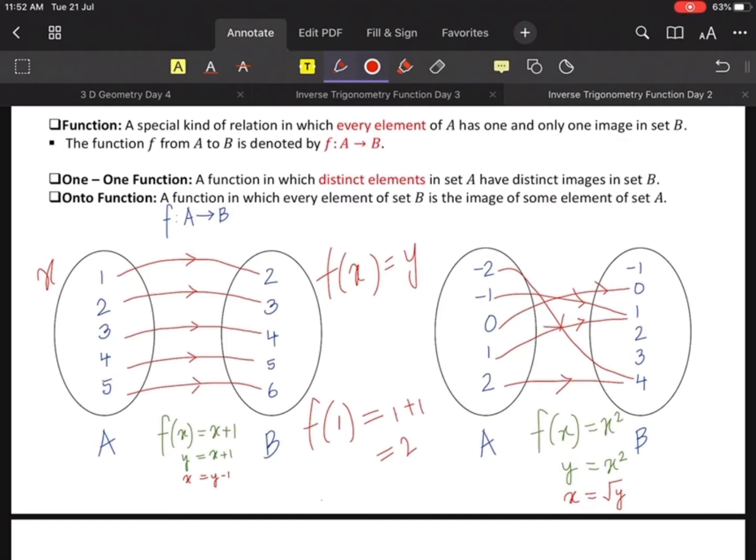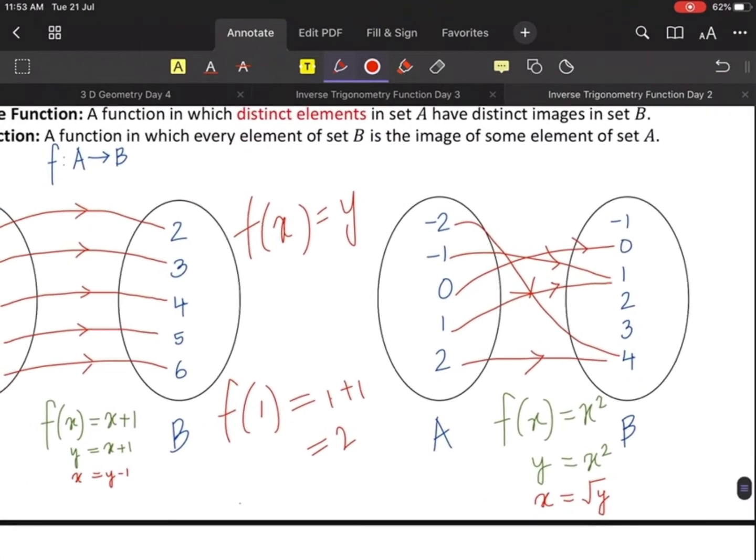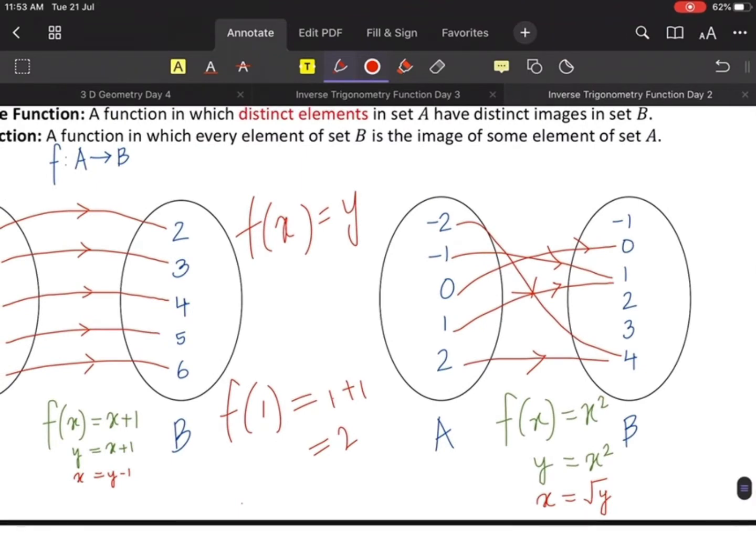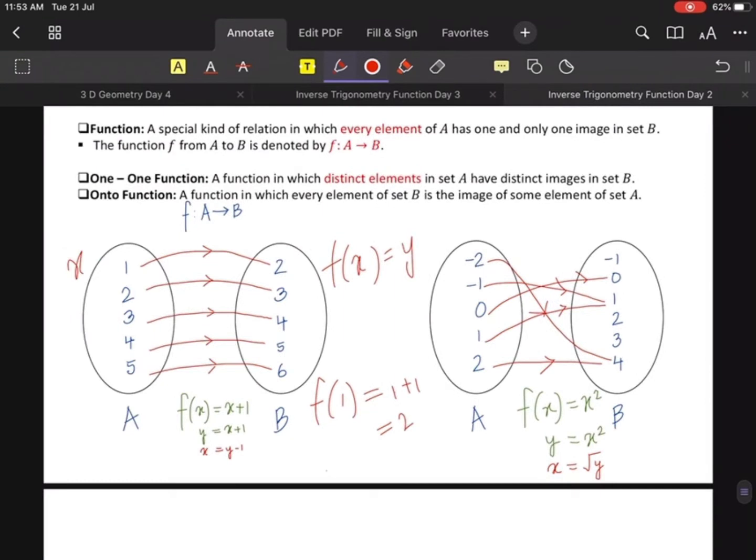Now can you tell me whether this one is onto or not? This is not onto because all the elements are not images of some elements of A. Why? Because -1, 2, 3, they are not images of elements of set A. Am I clear? So the second function is neither 1-1 nor onto. Understood? I hope I am very clear about this one.